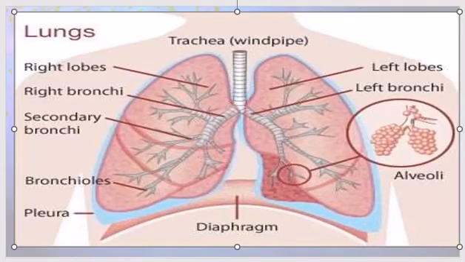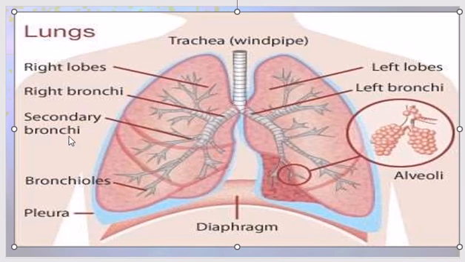In the previous part I told you about the alveoli. We are going through the diagram of the lungs. Let's complete the lecture for today. This is your trachea, also known as the windpipe. This is your right lung and this is your left lung. The right lung is divided into 3 lobes: first, second and third. This is your right bronchus and this is your left bronchus.